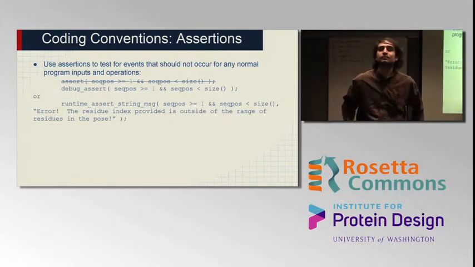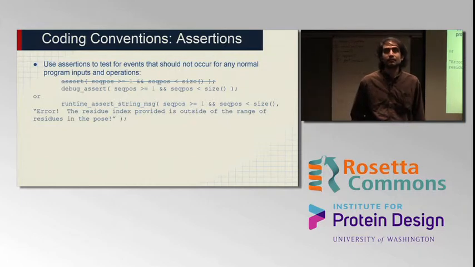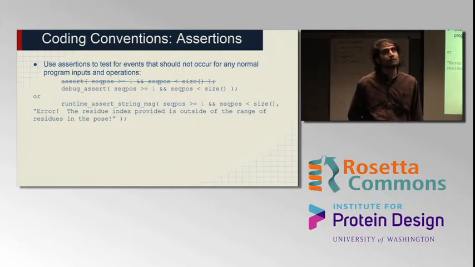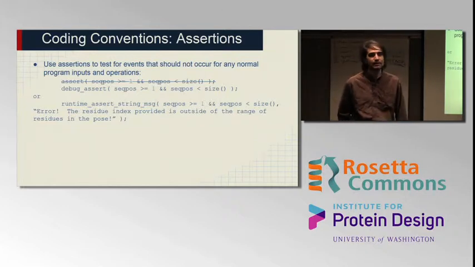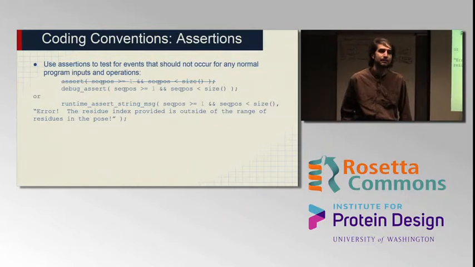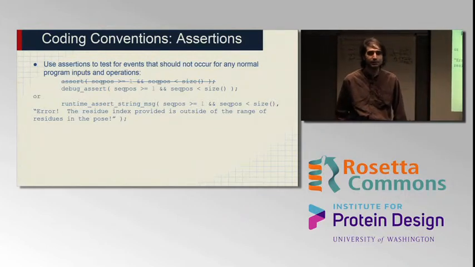Do you need to include a special header file for using debug assert? Yes. And off the top of my head, I can't remember what it is. It is something that most files include, though. Is it the same as assert? No, it's not the same as assert. It is a Rosetta specific thing.